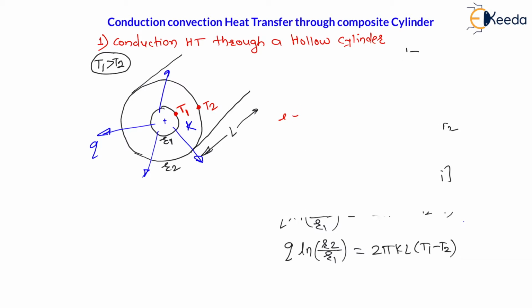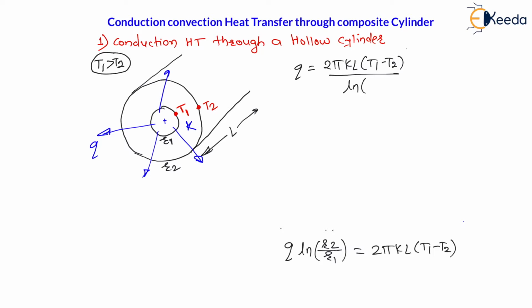Now here, if I solve for Q, the conduction heat transfer through the cylinder, single cylinder, we are assuming a single cylinder. Therefore, this Q, that is conduction heat transfer through the single cylinder, will be equal to 2 pi KL (T1 minus T2) divided by ln of R2 divided by R1, right?